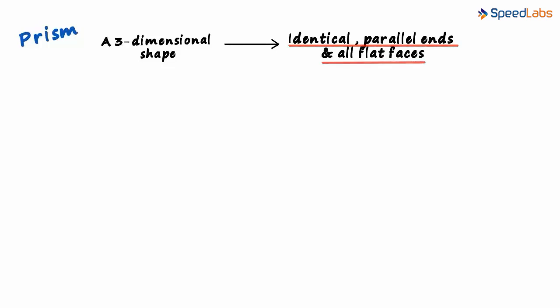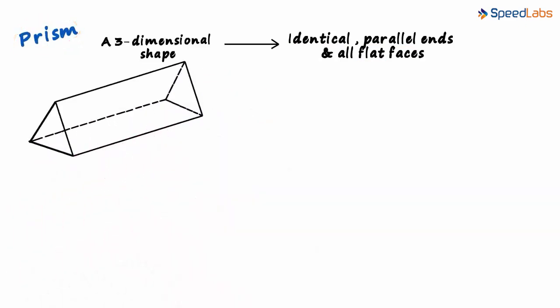Well, it's the most confusing definition ever. Identical, parallel, flat, there are just too many things. So forget the definition for now. Let's just look at figures and understand prisms. Look at this three-dimensional figure. The most important thing in the topic of three-dimensional shapes is visualizing the shapes. Few of the lines are dotted because those are the lines that cannot be seen from this view.